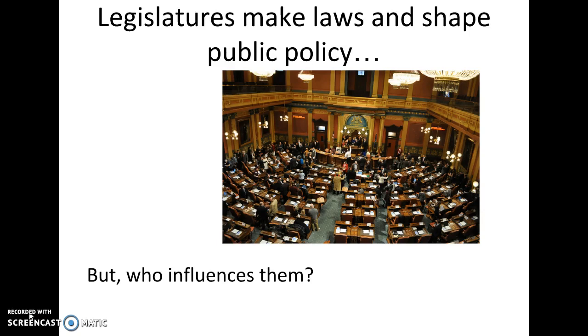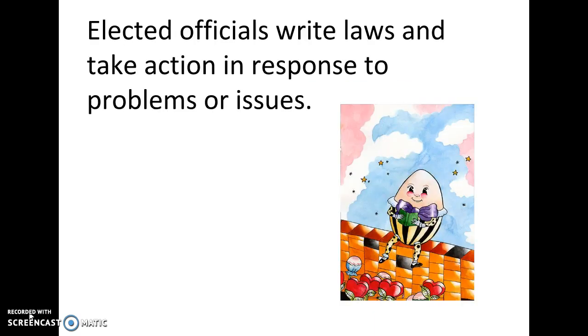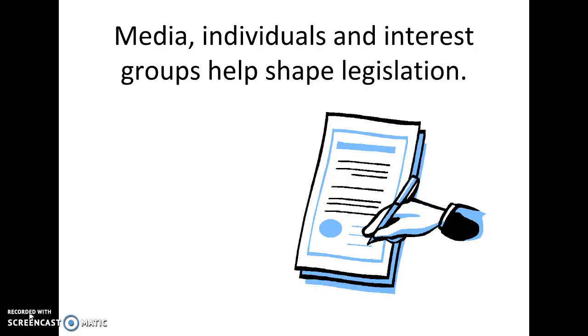Legislatures make laws and shape public policy, but who influences the legislatures? Who influences our senators and representatives? Elected officials write laws and take actions in response to problems or issues. So in our nursery rhyme land example, we as individuals had identified a problem in our community, the eggs falling off of walls, and we wanted to make a law about that.